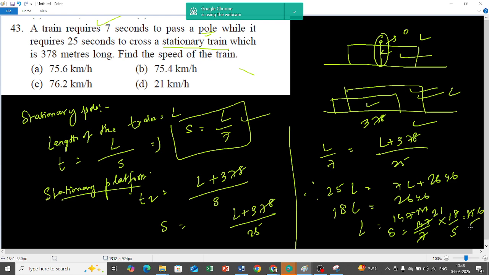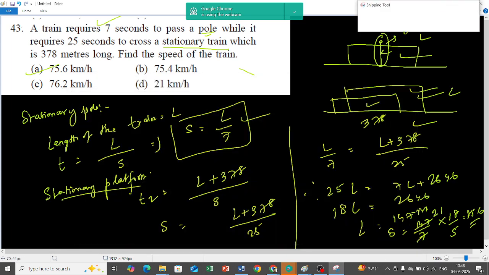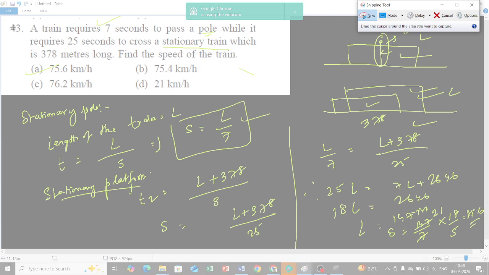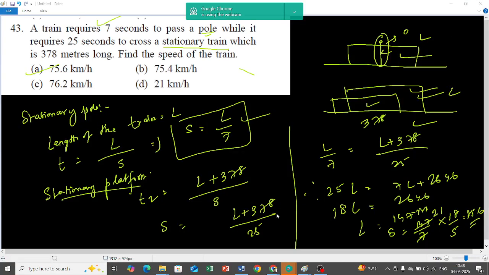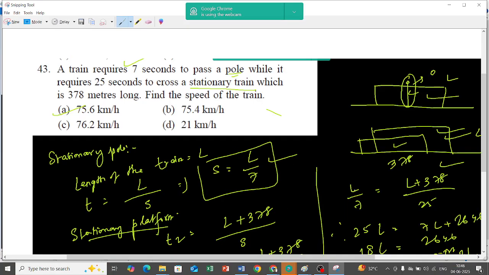There is a long theory based on this. It is not just a direct sum. I've explained the long theory, and there are various scenarios. Like when a train is crossing a man, here it is a pole, a stationary man. When the train is crossing a man who is moving towards the train with a specific speed. Then there is a scenario when the train is crossing a man who is moving in the opposite direction with a specific speed.